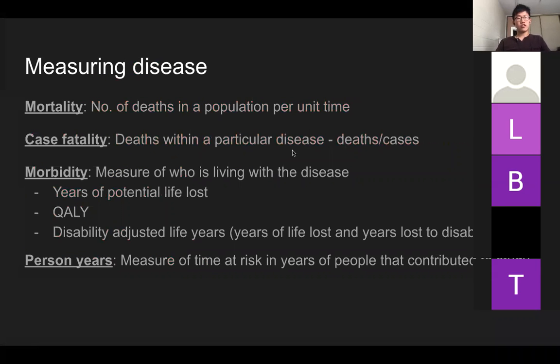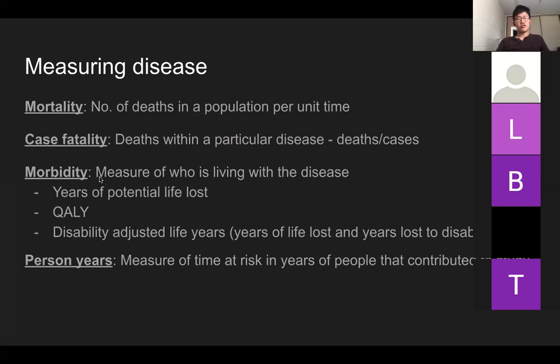Next up, we're going to look at some metrics to measure disease. We've got mortality, which is number of deaths in a population per unit time, so deaths per year. Case fatality specifically refers to deaths within a particular disease, so it's the deaths per number of cases, cases being the total number infected or individuals infected.